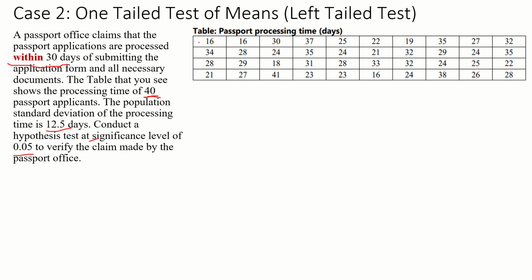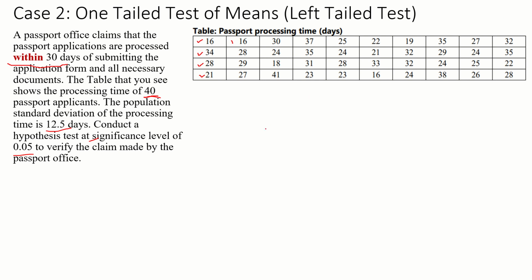In the first data, it took 40 days; then 16 days to process the passport, then 34, then 28, then 21. What is missing here? One value that is missing, x bar, the sample mean. How do we calculate the sample mean? We sum up all the 40 values given in the table and divide by 40. So we will get the sample mean.